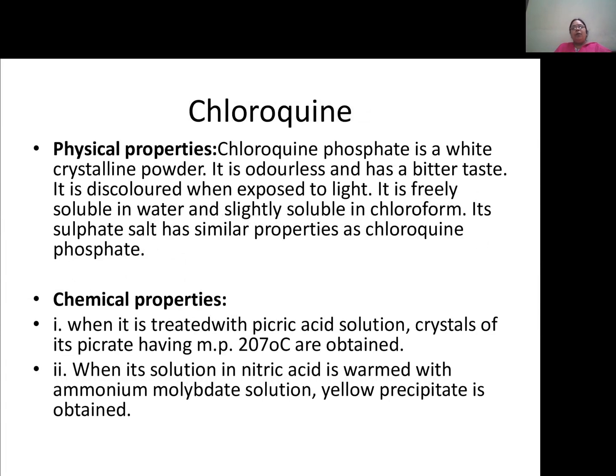Now, physical properties of chloroquine are: chloroquine phosphate is a white crystalline powder which is odorless and has a bitter taste. It is discolored when exposed to light. It is freely soluble in water and slightly soluble in chloroform. Its sulfate salt has similar properties as chloroquine phosphate.